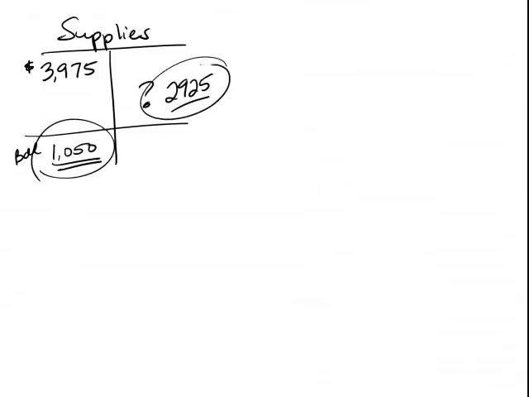So our adjusting journal entry is going to be a debit to supplies expense for $29.25 and a credit to supplies for $29.25. That credit reduces the supplies account down to the balance of $1,050.